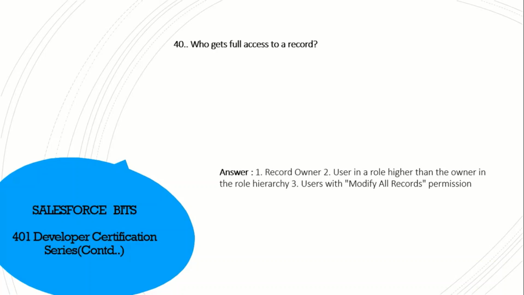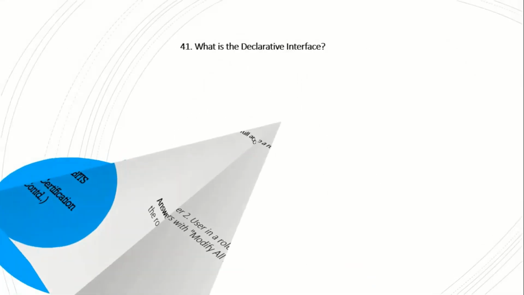Who gets full access to the record? The record owner, users in a role higher than the owner in the role hierarchy we just discussed. If somebody is higher than you in that role hierarchy, he also gets full access, and users with the modify all records permission.